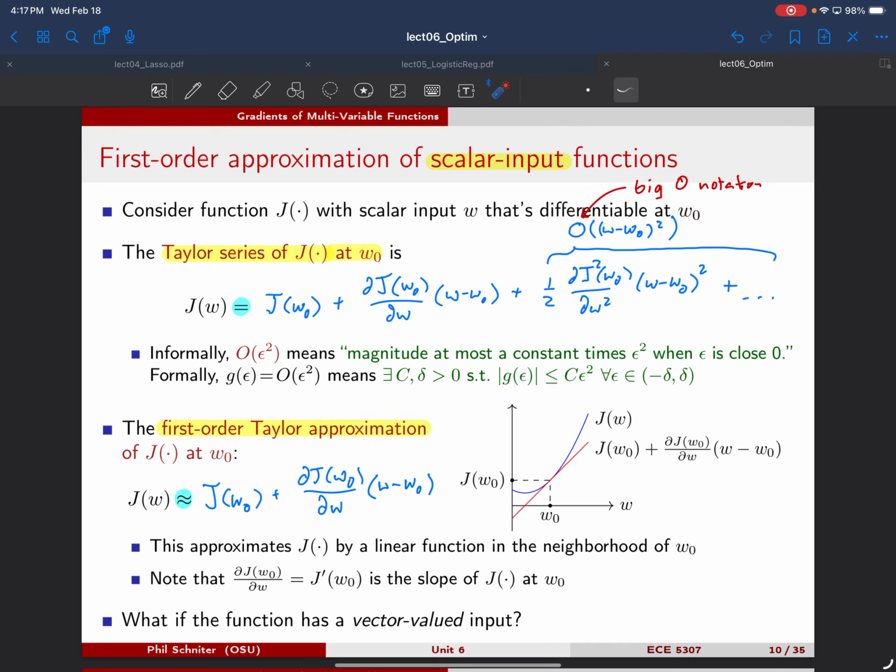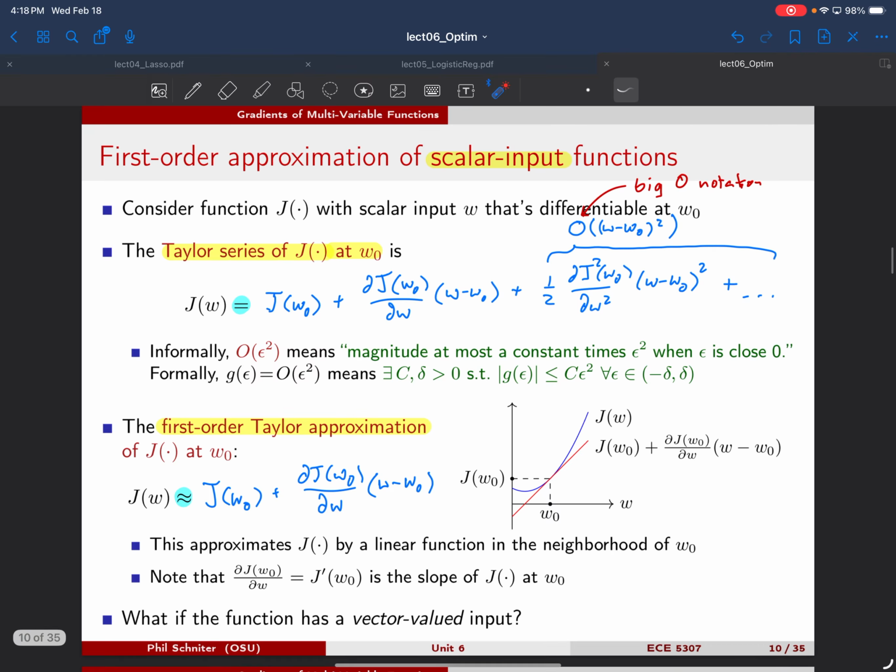Okay, so here we have a pictorial example of some function, J of W versus W. And then here we have a reference point, W naught. And this line would be the first order Taylor series approximation. So we can see that when W equals W naught, then this goes to 0, so this goes away, and we have a perfect equality. Right? So the approximation is perfect at that point. And as you go away from the point, the approximation tends to get worse. But it gets worse at this rate, no more than quadratically.